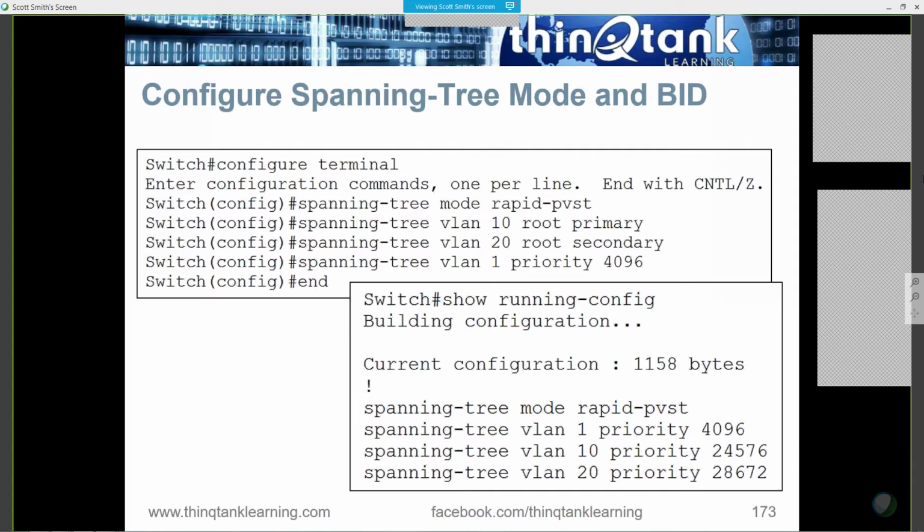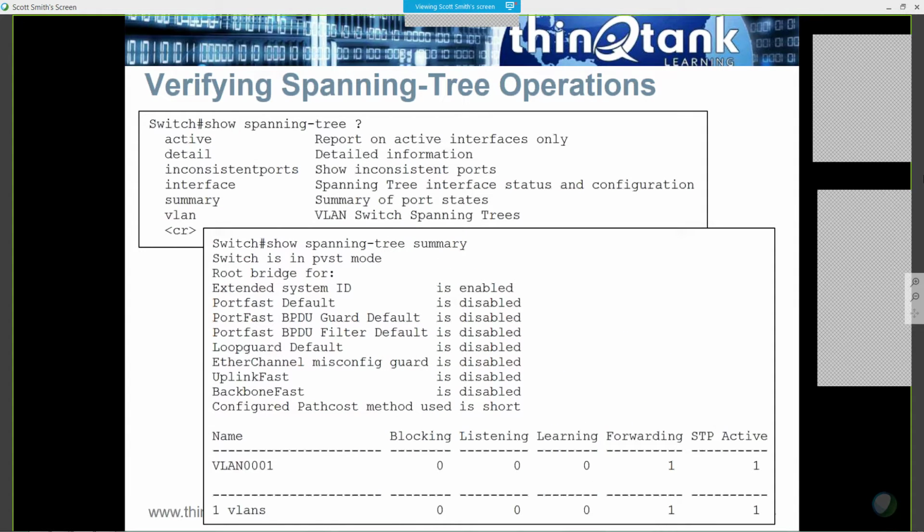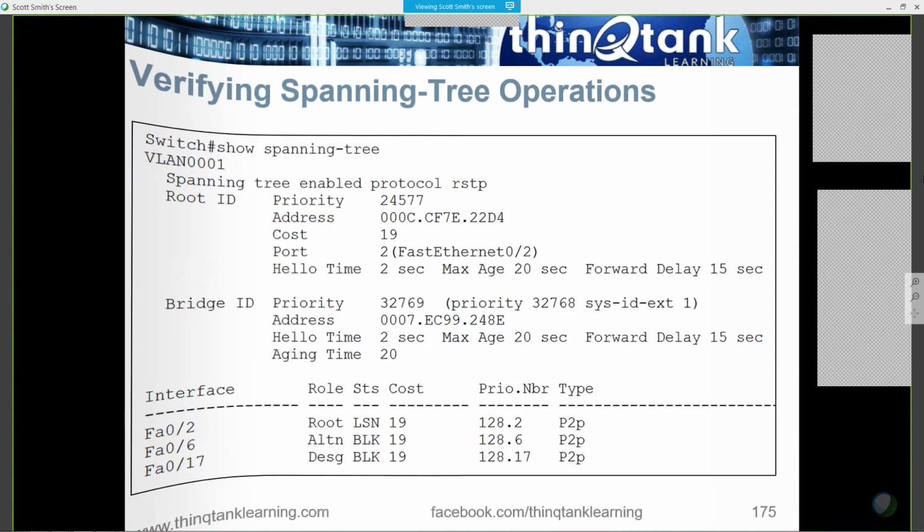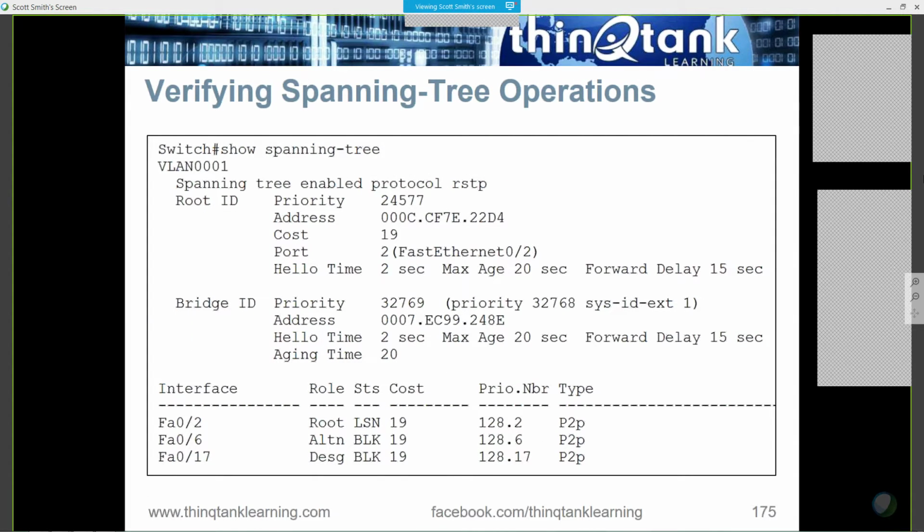How do I verify spanning tree? Well, there's really only one command we use. This one I put in here, it's not really used that much, but the one command that we use to verify spanning tree: show spanning-tree. This is the one that you're going to see on the test. What mode of spanning tree am I running? RSTP. Rapid spanning tree protocol.